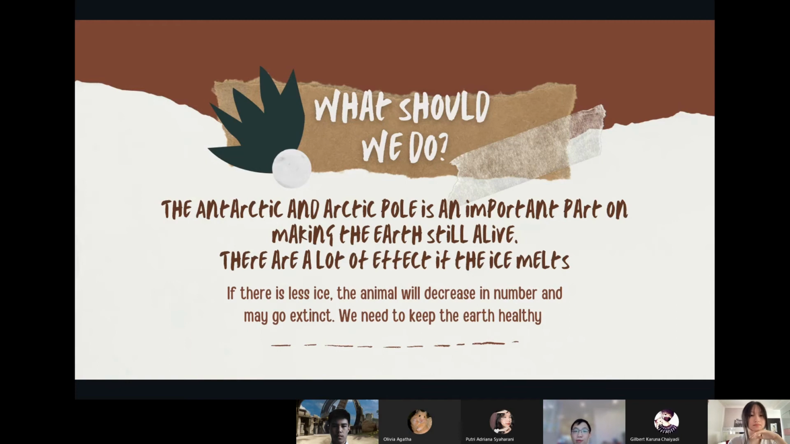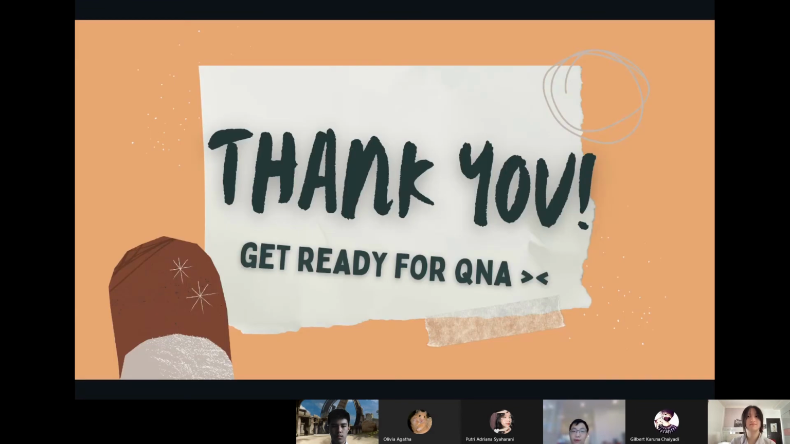Okay, so now what should we do to help the South and the North Pole recover from this global warming and the ice melts? Both of the poles are a very important part of the Earth because they keep the Earth alive and help the Earth stay stable. There are a lot of effects of ice melts. The first thing that would happen if there is less ice is that animals like polar bears and penguins will decrease in number and may go extinct. So we need to keep the Earth healthier.